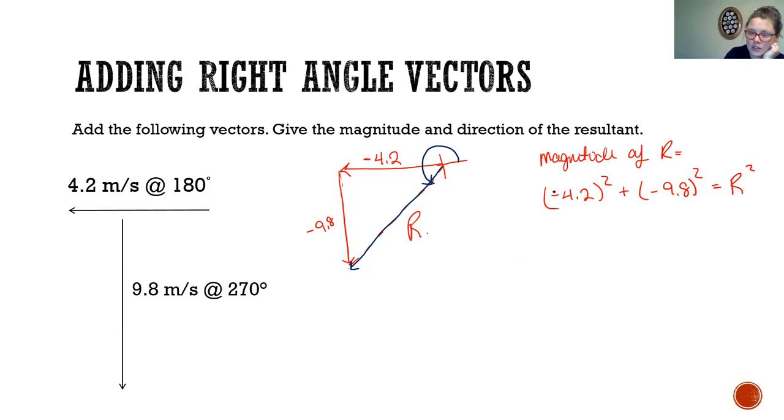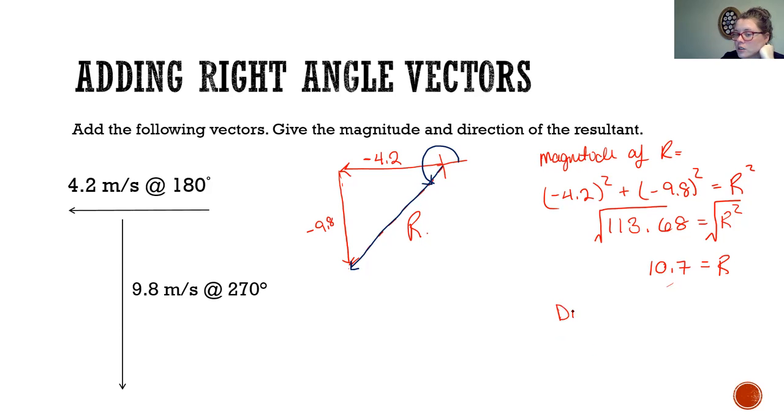Now that we have that, we are going to plug it into our calculator, figure out r. So we get 113.68 equals r squared, and then we take the square root of both sides. Magnitude is equal to 10.7. And the units of this magnitude would be the same units as you put into your triangle.